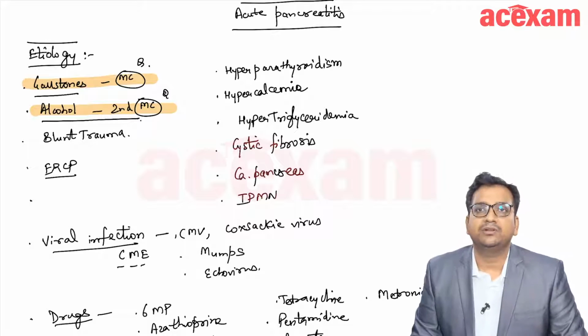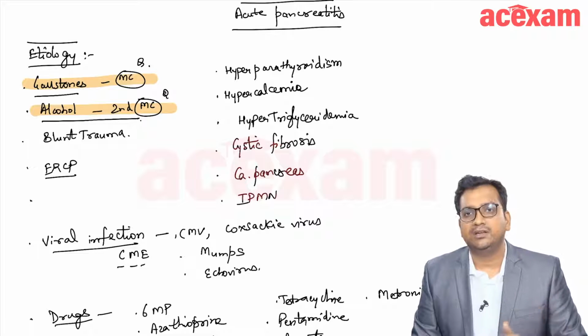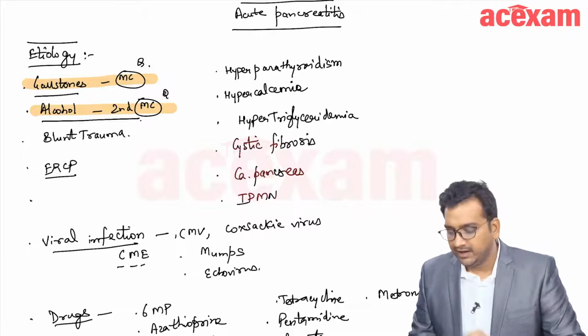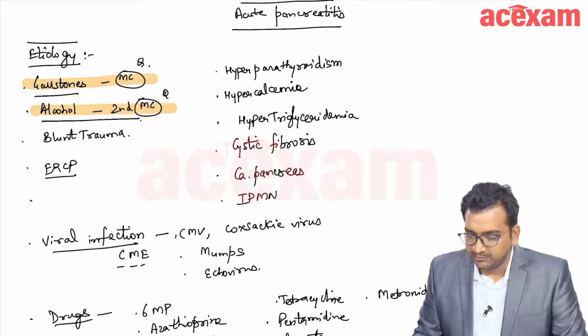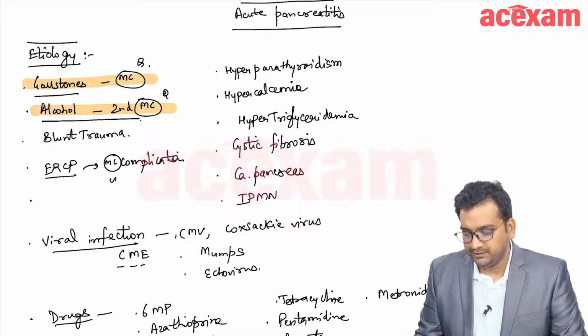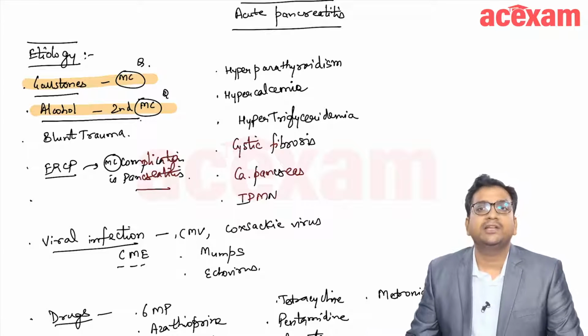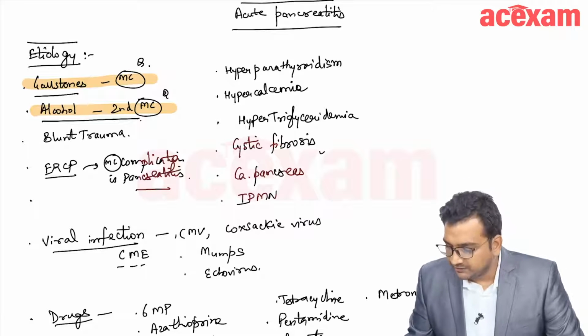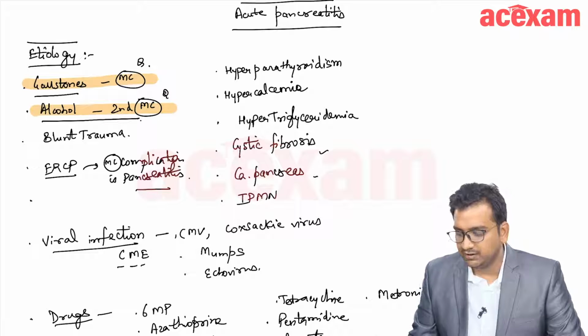What investigation will you get done to identify the diagnosis? We'll get serum amylase and lipase done along with LFT and other investigations. Amylase and lipase will be raised, and it will be gallstone-induced pancreatitis. Alcohol intake also leads to acute pancreatitis. Then there may be pancreatic trauma. ERCP can also lead to acute pancreatitis. In fact, the most common complication of ERCP is pancreatitis. Other causes can be hyperparathyroidism, hypercalcemia, hypertriglyceridemia, cystic fibrosis, CA pancreas, or IPMN.